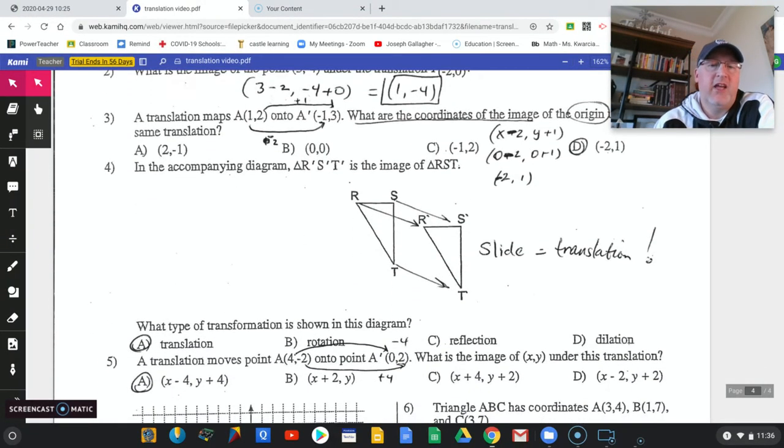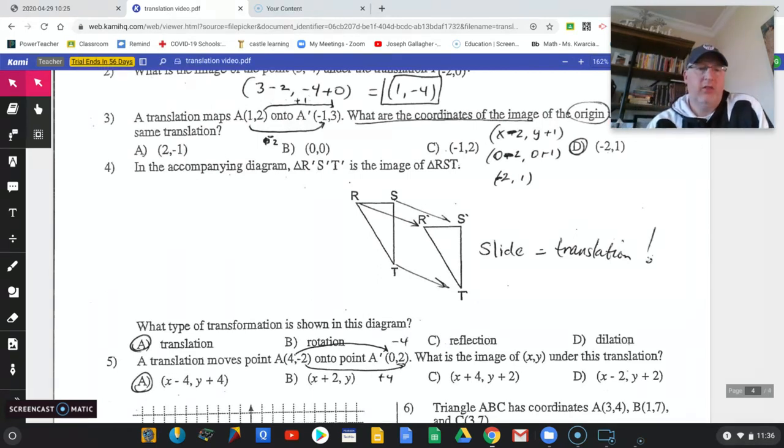We'll skip 3 for a second. We'll go to number 4. Notice that we have the prime notation on this one. The original shape is this, so this is my pre-image. This is my image. You always end up at the prime notation or the one with the most. And all that happens here is this whole thing slid. They all slid the same distance in the same direction. That's an example of a translation. Choice 1.